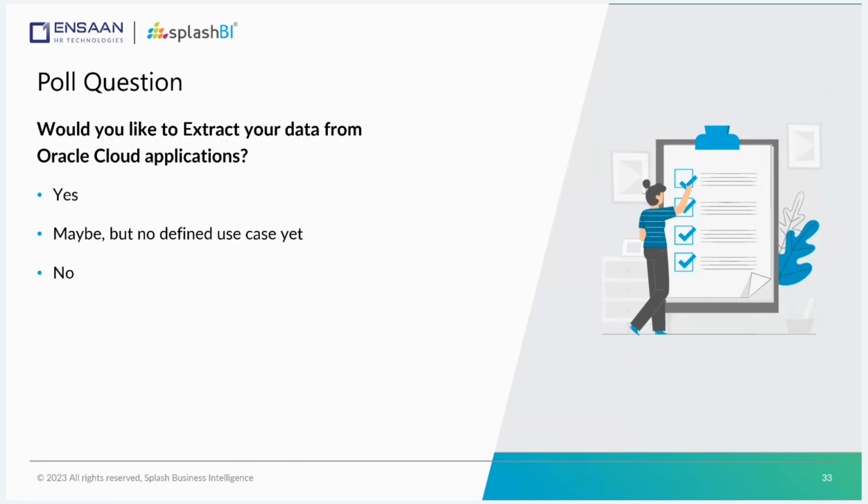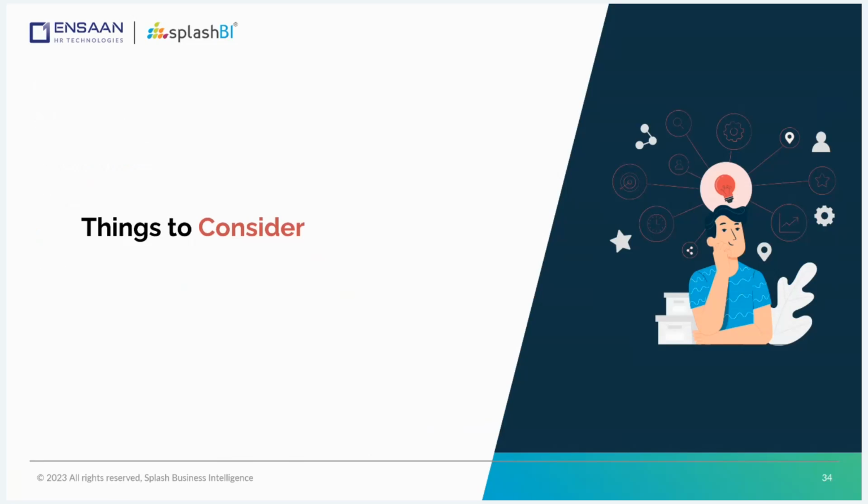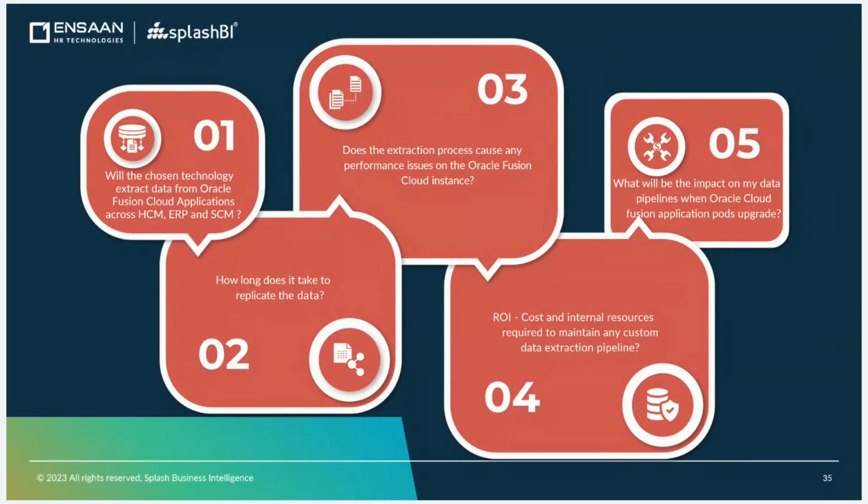Brilliant. So since everyone wants to extract the data into their data warehouse, what are the things that they must consider? These are the different points that one must consider before choosing the solution that they would want to go after to be able to extract the data. Right? Will the chosen technology be able to extract the data from Fusion Cloud applications across multiple modules? So not only just HCM, but will I be able to extract the data from ERP as well as HCM? Because I do not want to develop a system wherein it can only extract a certain amount of the data from certain modules within the Fusion.